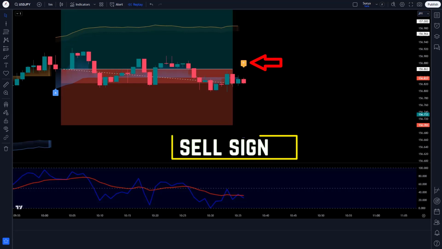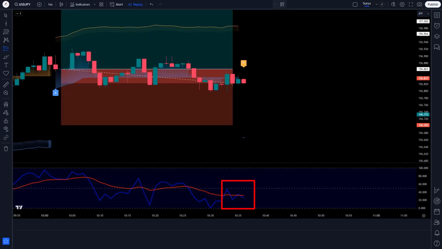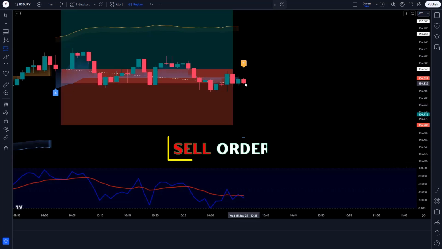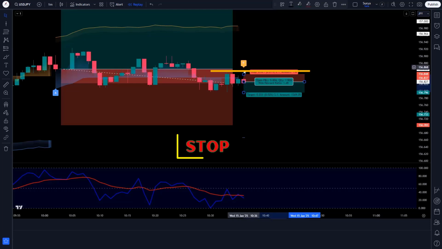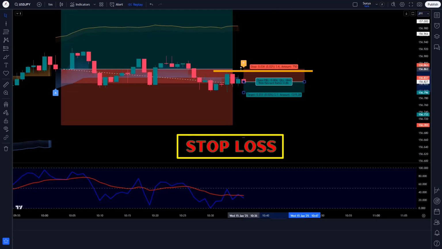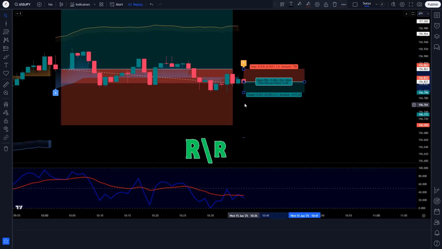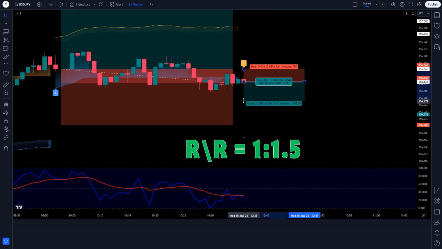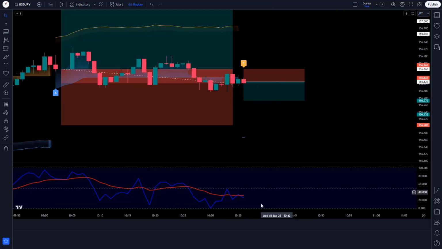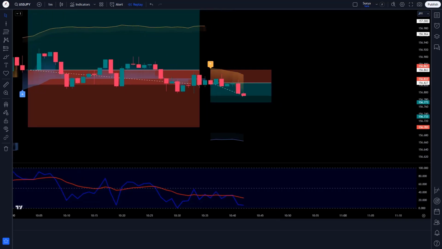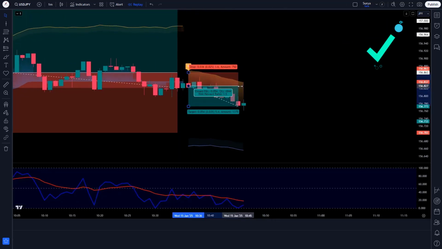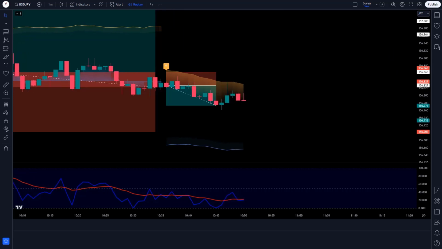When Kalman Step Signals Indicator gives a sell signal, then the line of CCT Bollinger Band Oscillator Indicator should be below 50 level. When the market forms a bearish candle, if these conditions are met, then we will take a sell order. Our stop loss is to be placed at the previous high of the market, and the risk to reward ratio will be 1 to 1.5. Let's see what happens to our trade. We have won the trade. Let's find the next signal.